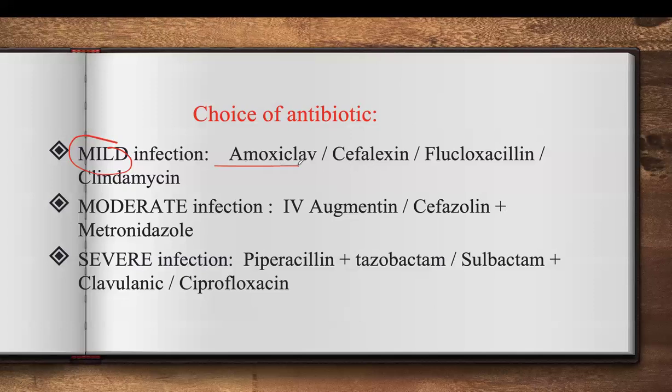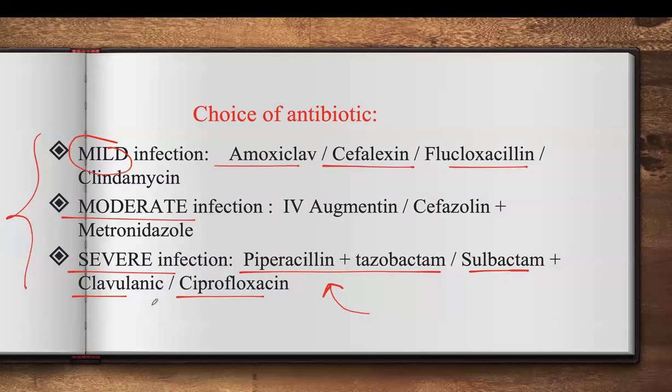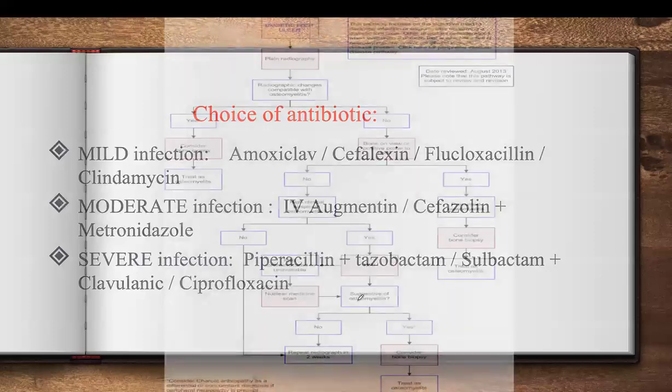Could be amoxicillin-clavulanic acid, Keflex, Fluclox, any of them. If it is moderate, then you go to IV. So you give IV Augmentin or cefazolin plus metronidazole. If it is severe, then you go for piperacillin-tazobactam, or sulbactam plus clavulanic acid, or ciprofloxacin. So this is mainly because you try to cover gram-negative bacteria. So remember these names of the antibiotics for mild, moderate, and severe.